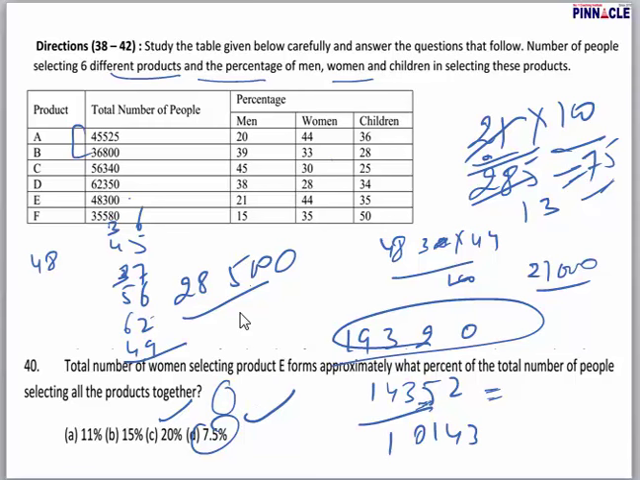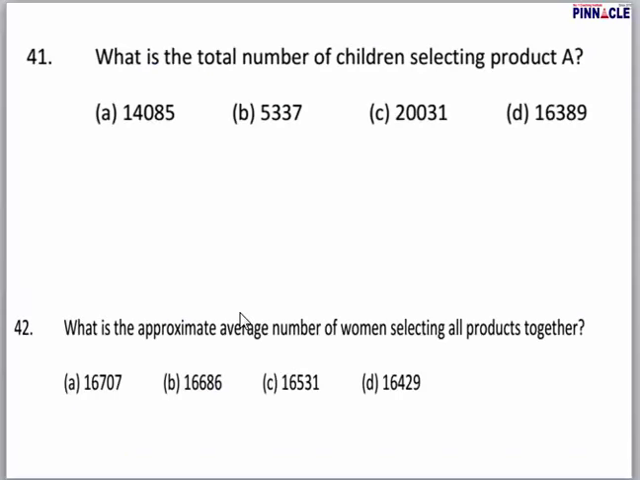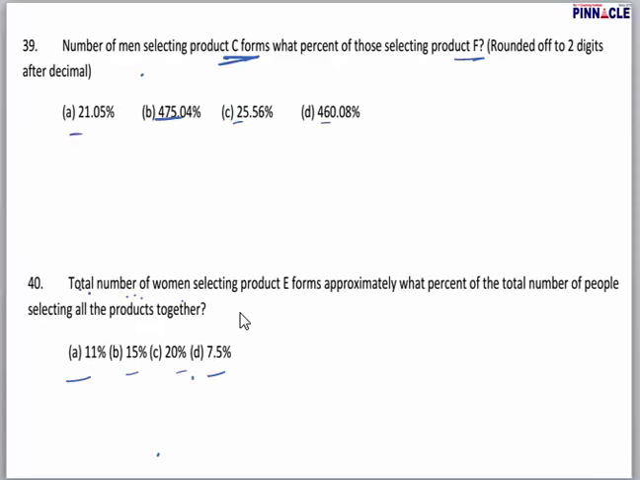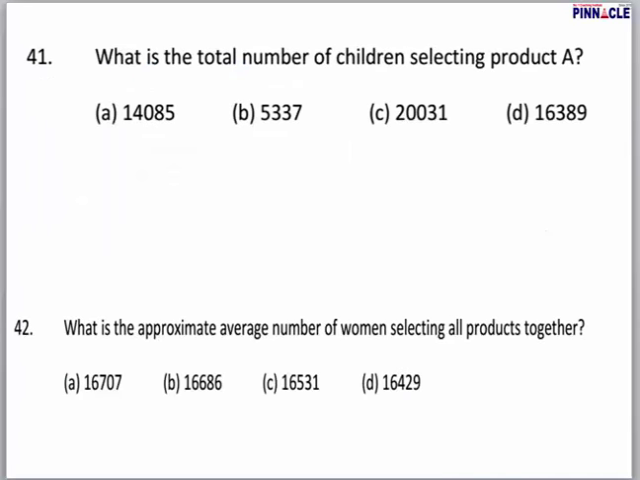So the next question is question number 41. What is the total number of children selecting product A? Number of children, and we have to see whether the answer is close or not. In this case, first always think how close the answers are, so that you will understand how much approximation you can take. Now 14,000, 15,000, 20,000, 16,000. You can say not very close, but not a very different distance also.